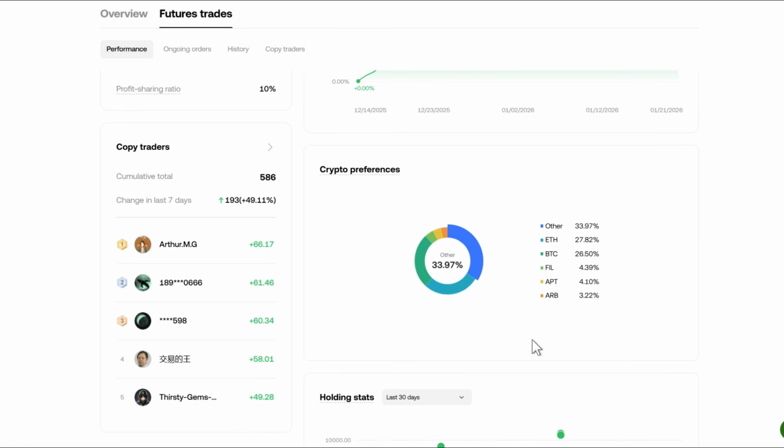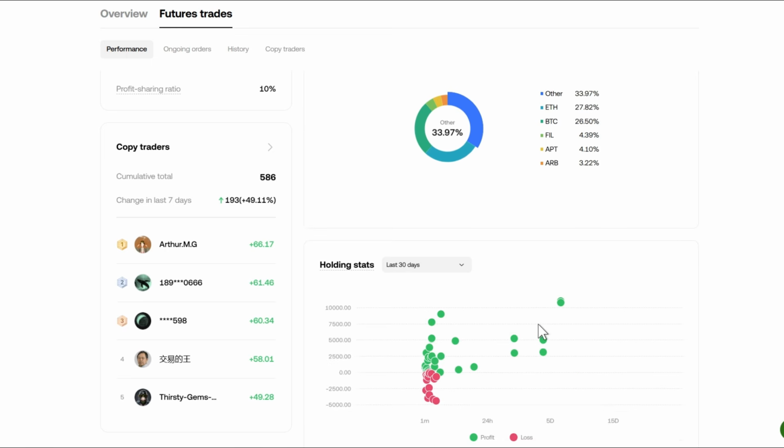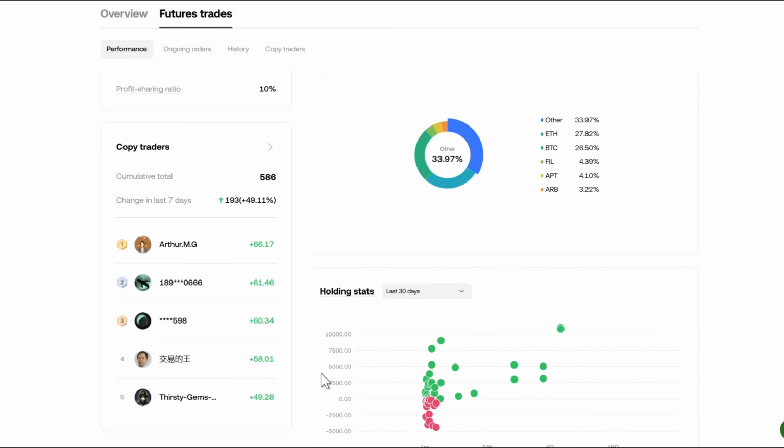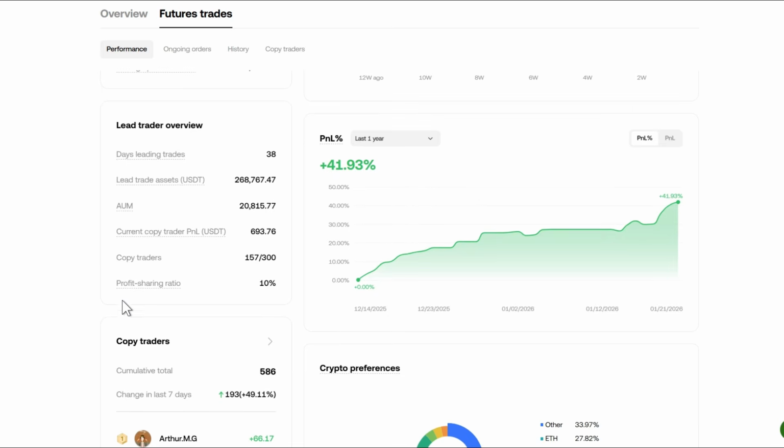Crypto preferences. Focus on traders who mainly trade major coins like Bitcoin and Ethereum. Low cap altcoins are way higher risk and can move against you very quickly. Profit sharing ratio. This is very important. This is the percentage of total copy trading profit that the lead trader will receive. Profit sharing ratio is usually between 10 to 20%.